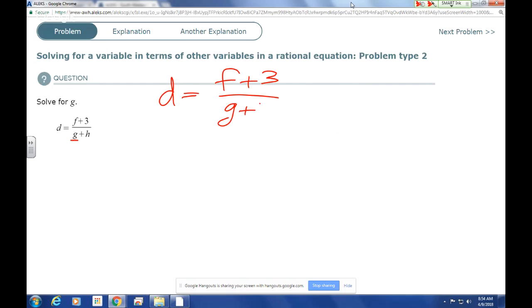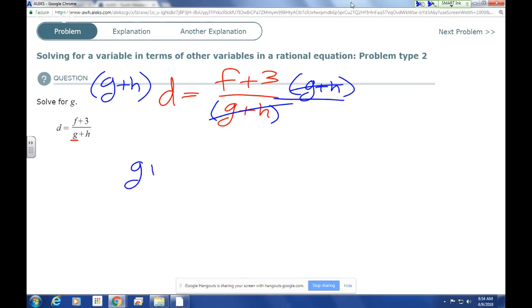Now this G is kind of attached to this H. So when I multiply it, I got to multiply by G plus H, the whole thing, to both sides. And that goes to the top on that side, and that allows me to do what with that G plus H on the right side? Cross it out, okay? So I made a whole big mess, so I'm going to rewrite this so I now know what I'm dealing with. I have G plus H times D equals F plus 3.